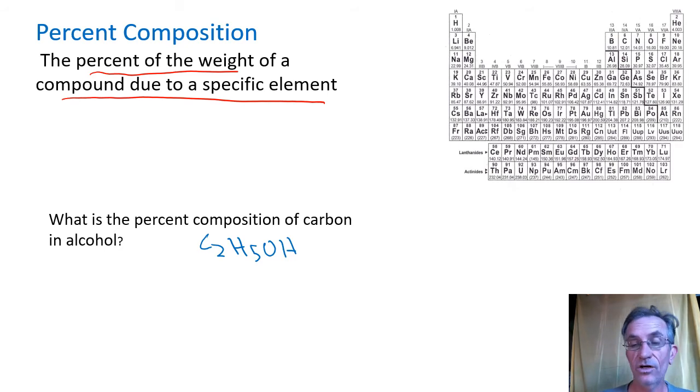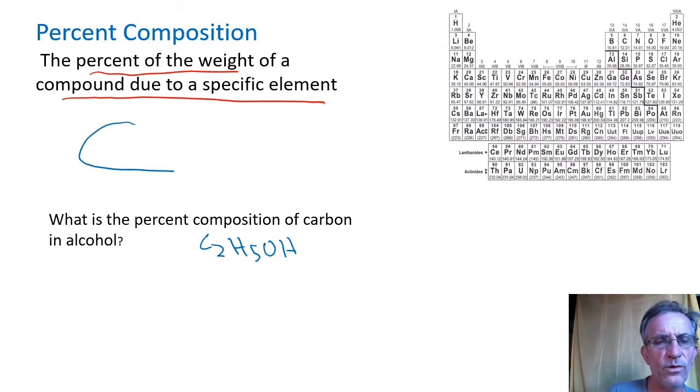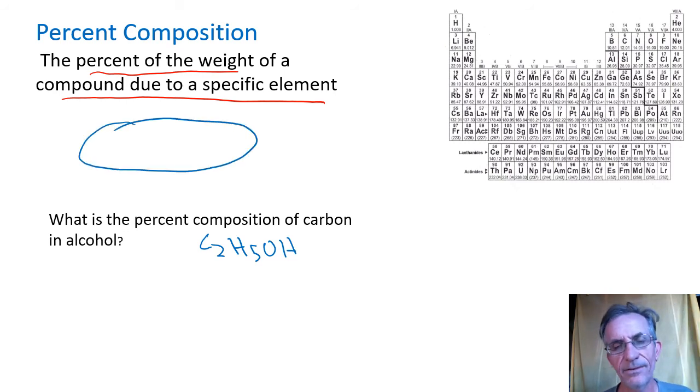C2H5OH. So let's say I wanted to know, in this molecule, how much of the weight of it is coming from carbon? What percent of the weight is from the carbon atoms? The way we would figure this out is we would figure out the weight of all the carbon atoms and divide by the total weight of the molecule. There's a little equation that might help you think about how to do that.